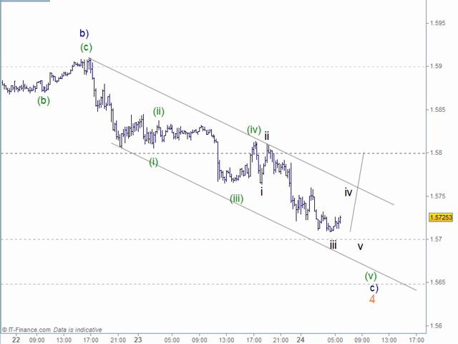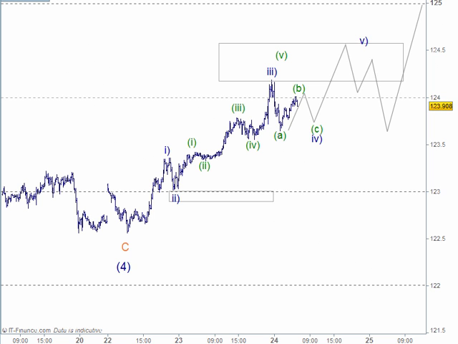Okay, the next one is the US yen. Or is it? Yes, it is.